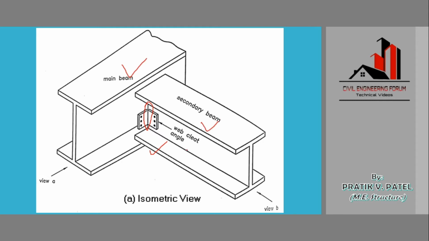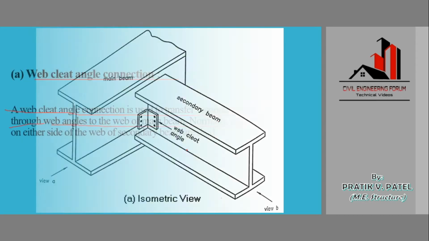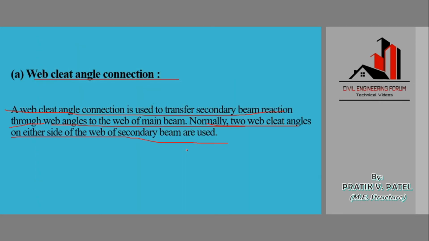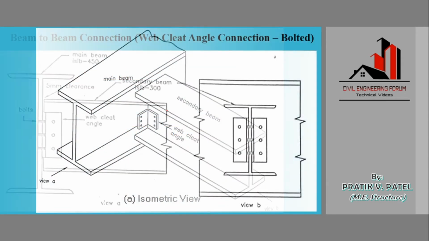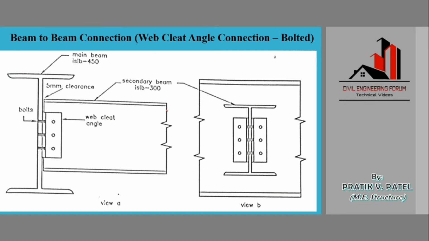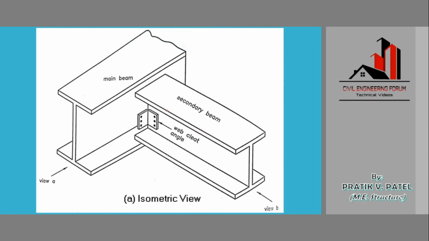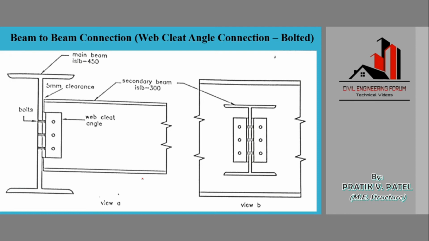The length of the web angle is decided based on the number of bolt pitches and is normally not less than 0.6 times the depth of the beam. So this was our first type, that is web cleat angle connection. This was the isometric view of our first type of connection between beam to beam, that is web cleat angle connection. These are the two views, view A and view B, shown over here.